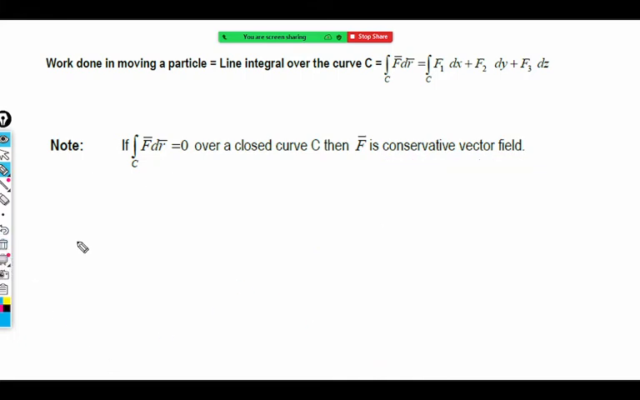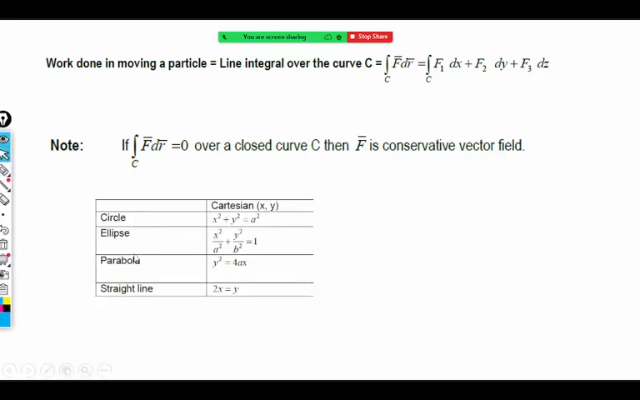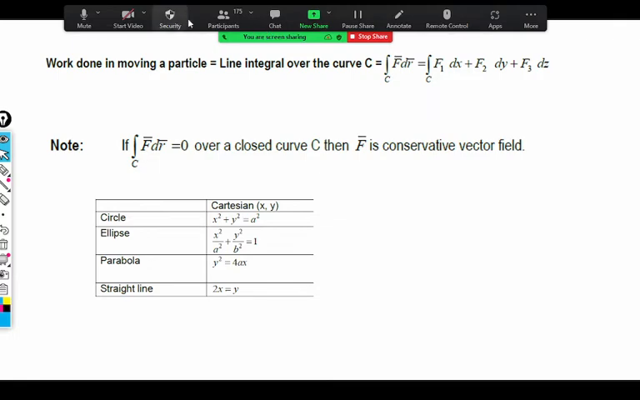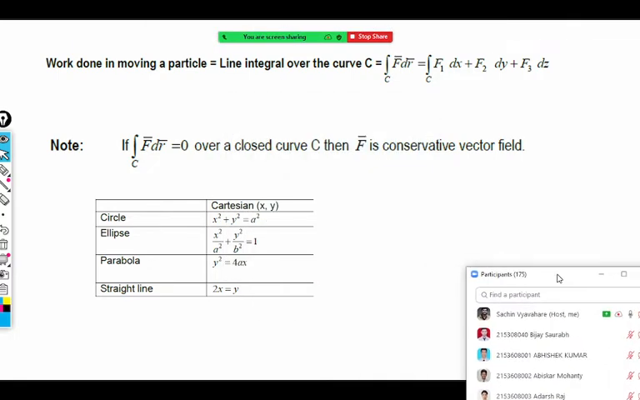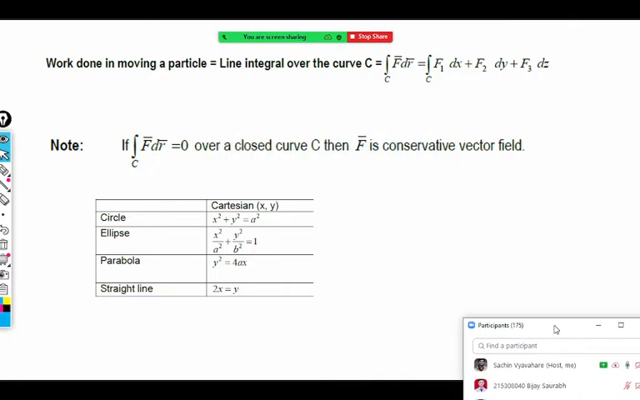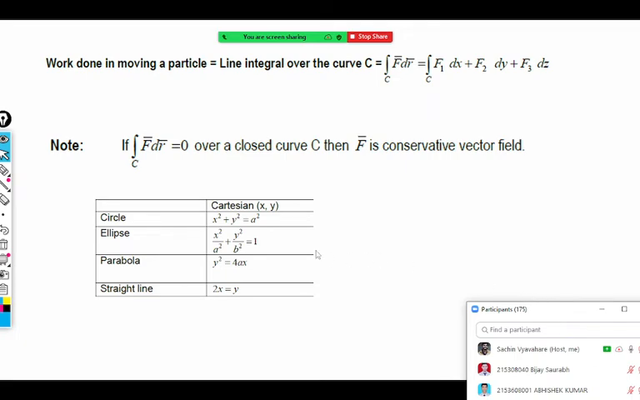Now this last part, the parametric form. A few standard equations of curves are written on the screen. We want their parametric form, one by one. I will ask the questions now. Can anyone tell me the parametric equation for the circle?